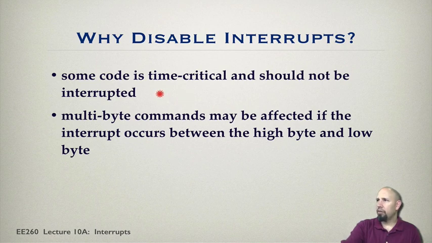So in that case, we don't want interrupts. Also, multi-byte commands may be affected. In other words, some commands require multiple bytes. For example, a division may take several bytes to process. We're moving the data from one place to another, and if we've moved one half of the data but not the other, you can get some weird things happening. So it may be helpful, with certain commands, to disable the interrupts before you do that.